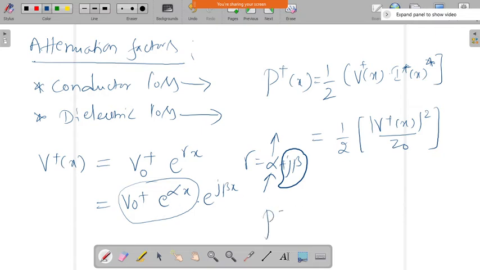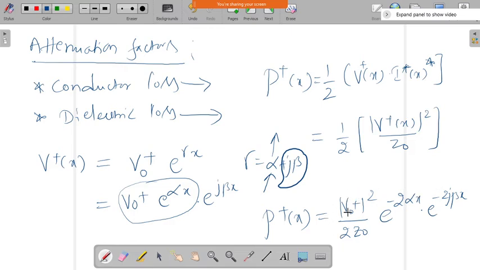Okay, so now if I find out the power in the forward traveling wave, we can write it as V plus square, that is V naught plus square. If I take only the magnitude part and substitute this V plus of x in terms of V naught plus and e power gamma, you will get V naught plus square divided by 2 Z naught into e power minus 2 alpha x into e power minus 2 beta x. Why? Because if I take the I of x also in terms of e power, then we will be having e power minus 2 alpha x and e power minus 2 j beta x.